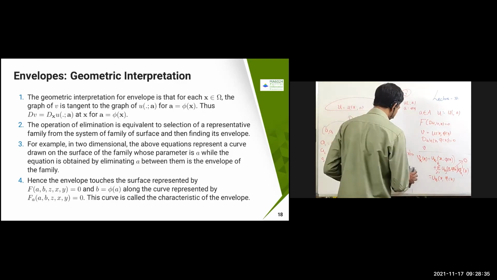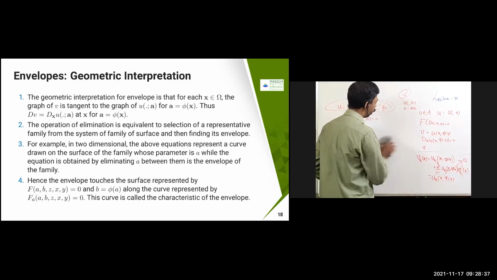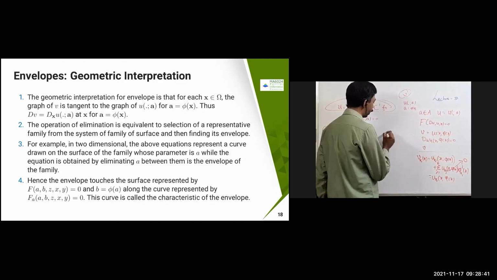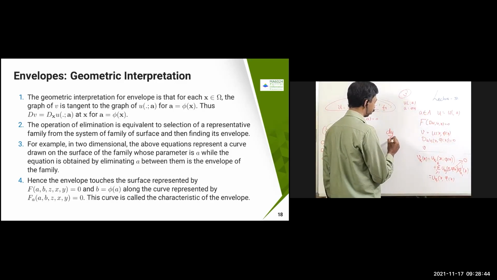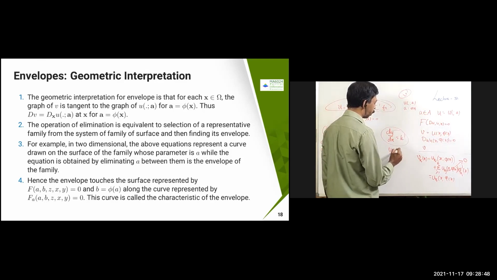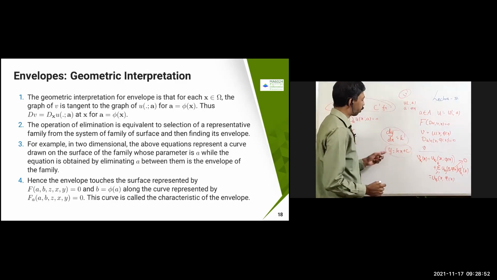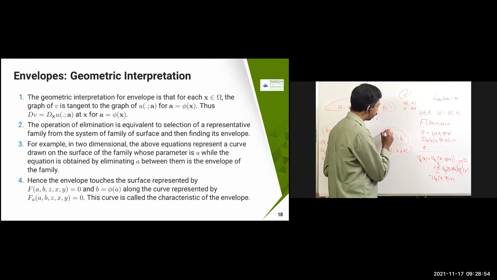For example, I'll just explain it in the ODE case itself. Suppose I say dy by dx equal to k. That means this is going to be y equal to kx plus c. So this dy by dx equal to k is going to represent a family of curves.